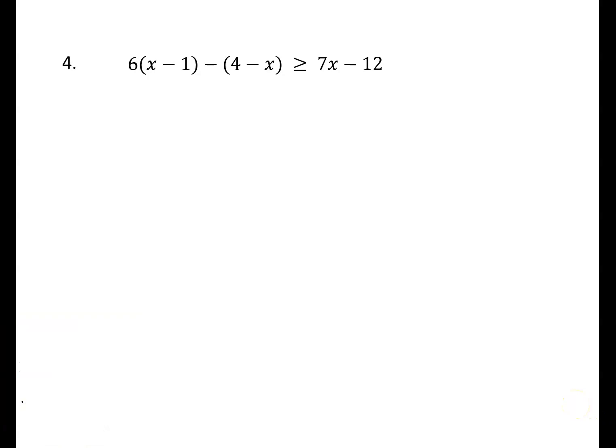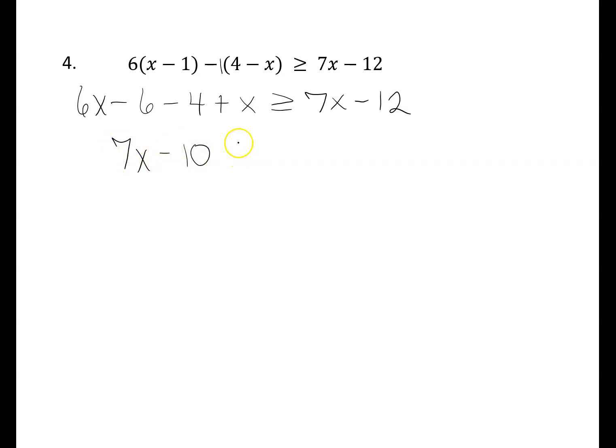Here we do have parentheses, so we're going to distribute first. Distribute the 6. 6 times negative 1. And on the second set, you're distributing a negative 1. There's an invisible 1 there. So negative 1 times 4. And negative 1 times negative x. Bring down the rest of the problem. We do have some like terms on the left. Let's combine. 6x plus x is 7x. And negative 6 minus 4 is negative 10.